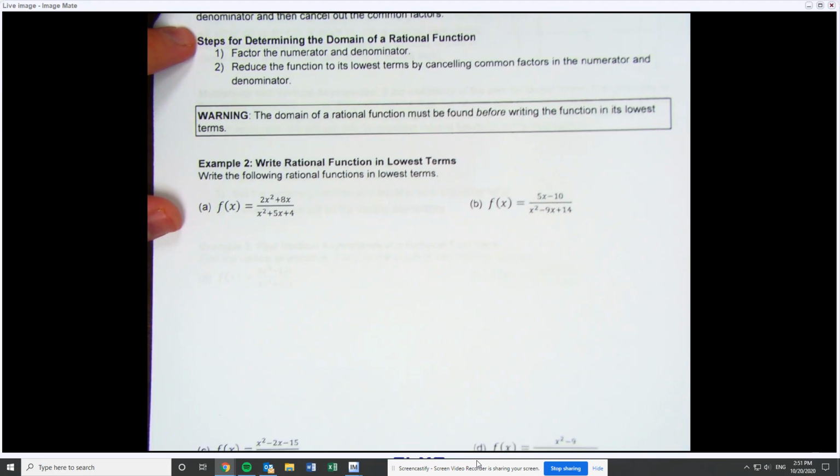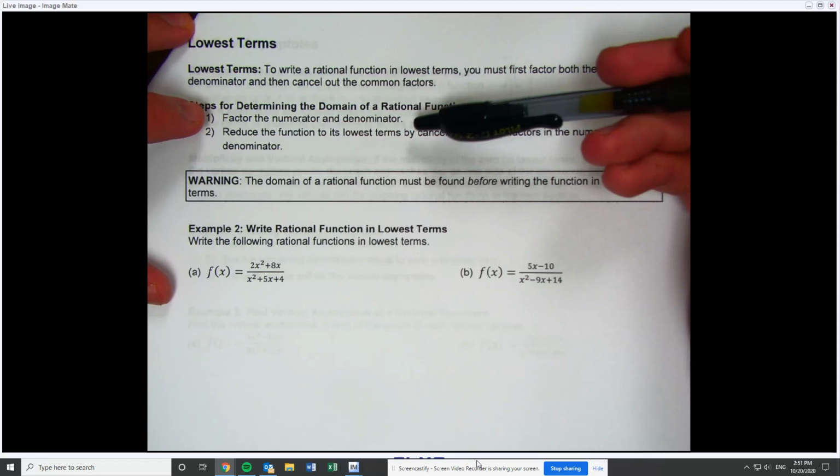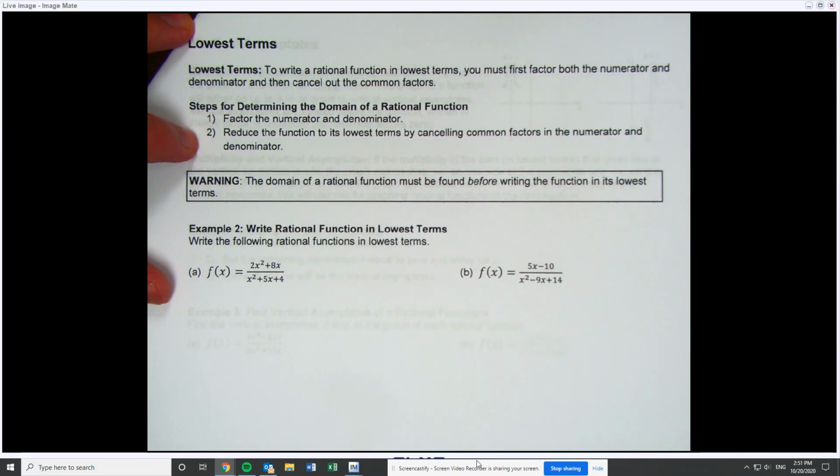All right, so lowest terms. This is just reducing your function by canceling out factors on the top and bottom that are the same. That's it. I gave you the steps on how to do this yet again. Step 1, factor. Step 2, reduce. That's it. And then again, I gave the same exact warning: always determine the domain before you reduce.